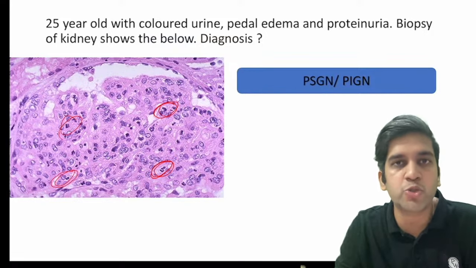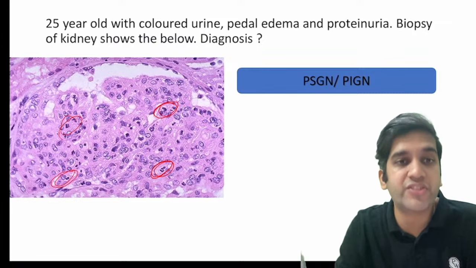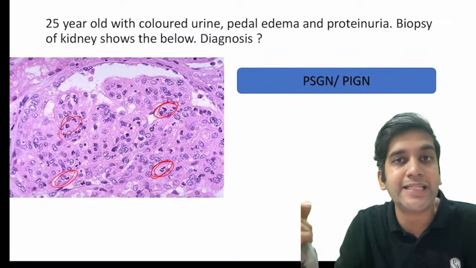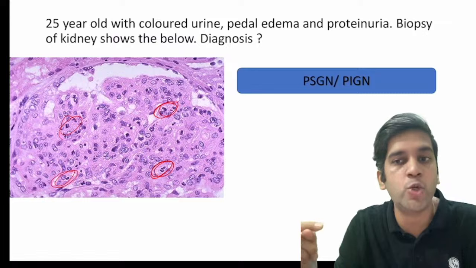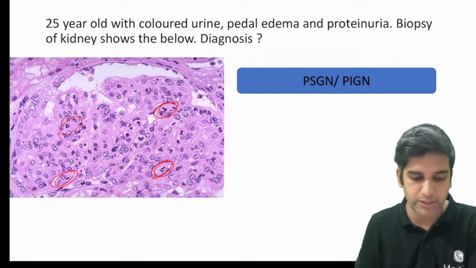That's how a classical microscopy of PSGN looks like. More number of cells inside the glomeruli, and these cells are generally your neutrophils, right? That's endocapillary proliferation, right? Perfect, great. Next.